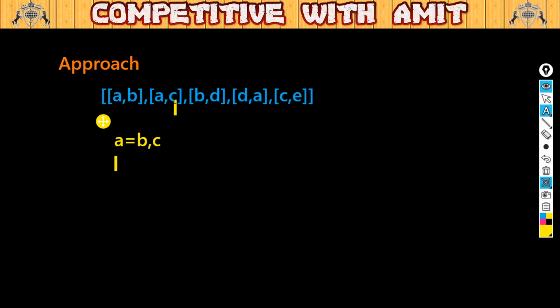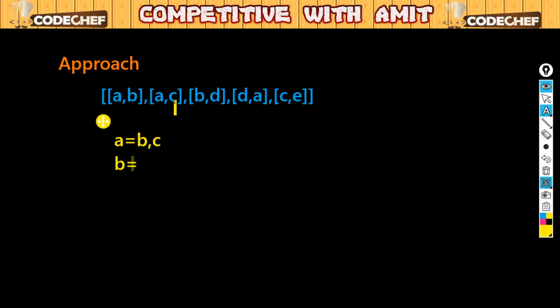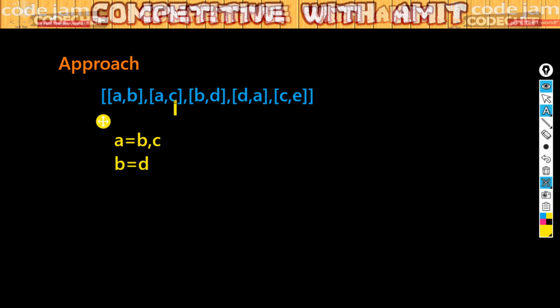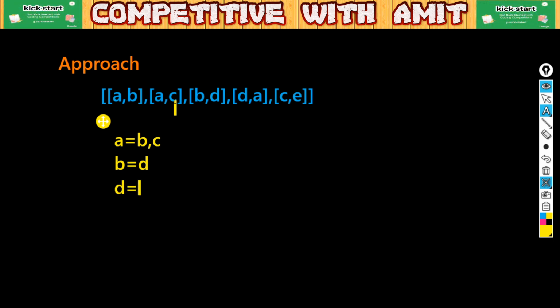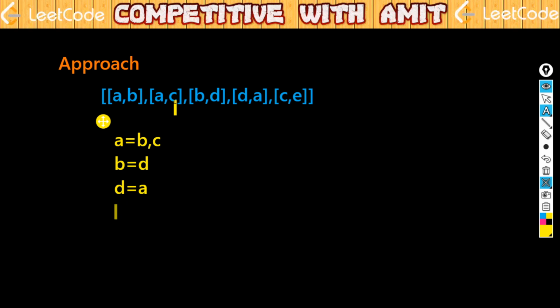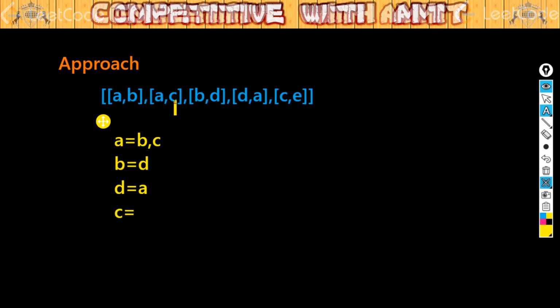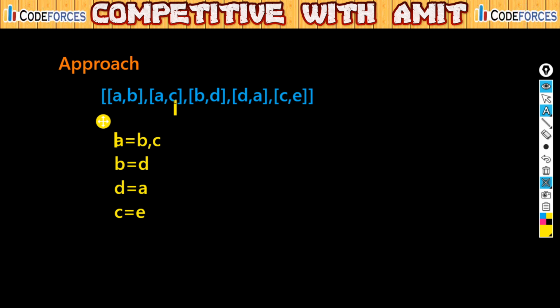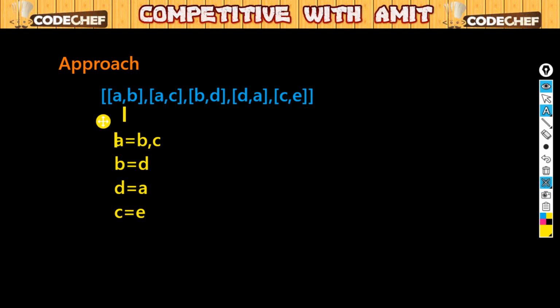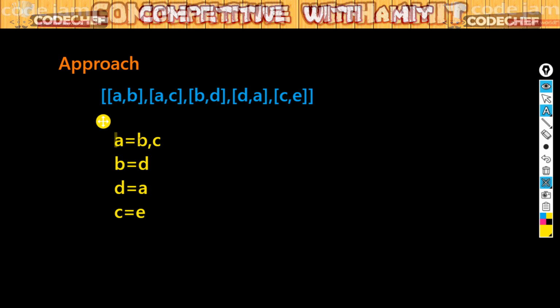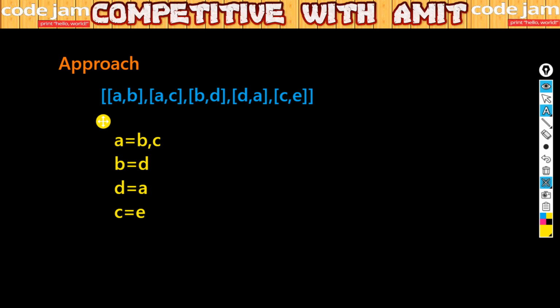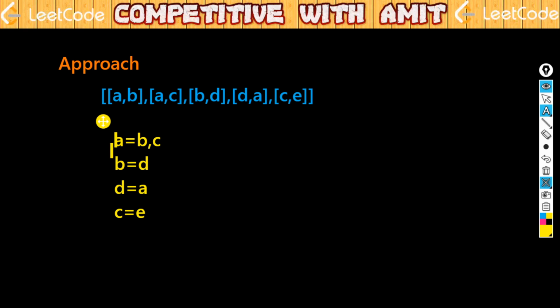After that we will take B, so B will map to D. Then we will take D, D will map to A. Then C will map to E. Now we will start iterating from A, and check every possible path. We can go from A to B, then traverse to the B part, then D to A, then we will again go to A.